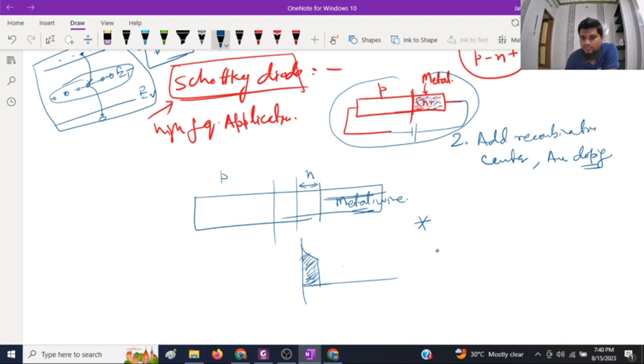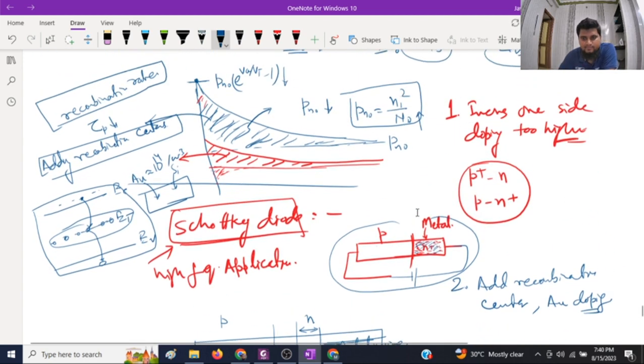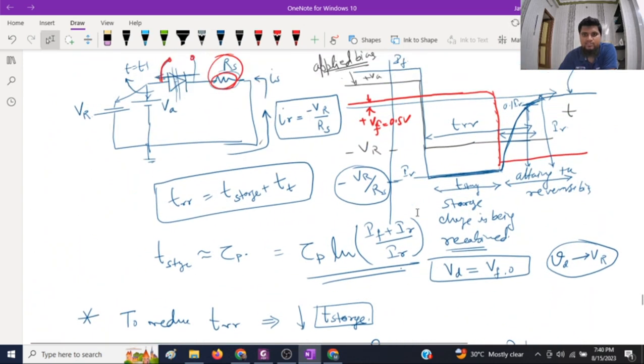So one more option is to reduce the N or P side length, especially on the low doping side. So the length should be less than Lp or Ln. So this is another way of reducing the reverse recovery time.